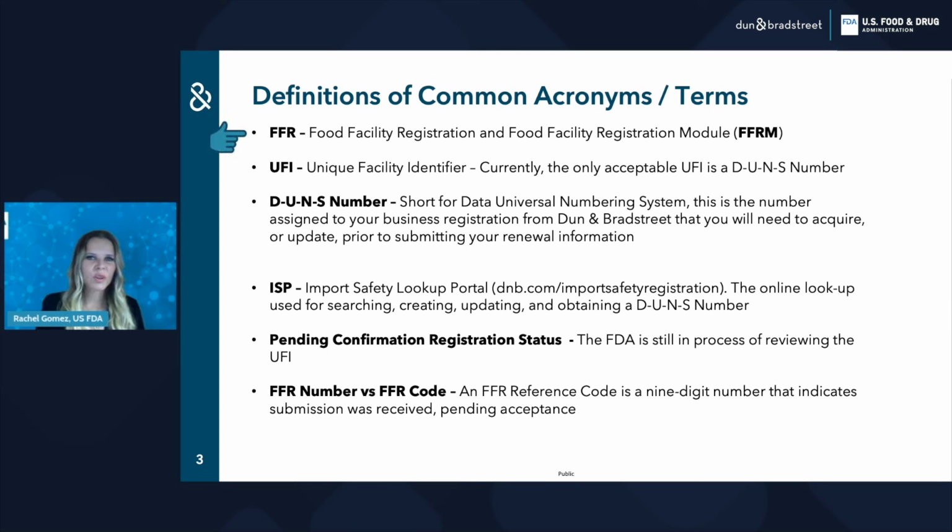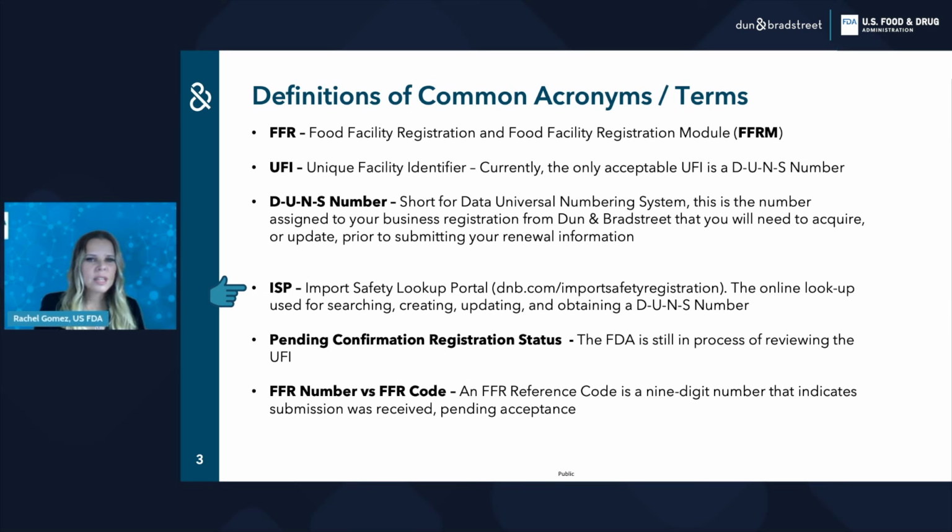First, we have FFR for Food Facility Registration and FFRM, which is Food Facility Registration Module. This is the actual platform that you go to submit your FFR. Next, we have the UFI, Unique Facility Identifier. Currently, the only acceptable UFI is a DUNS number. DUNS number is short for Data Universal Number System. This is the number assigned to your business registration from Dun & Bradstreet that you will need to acquire or update prior to submitting your renewal information.